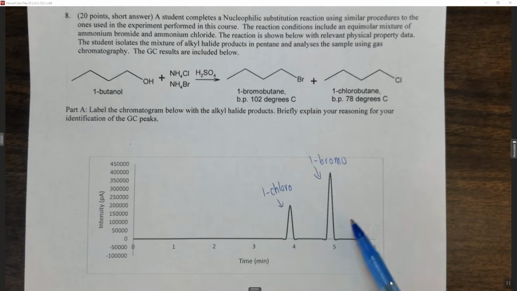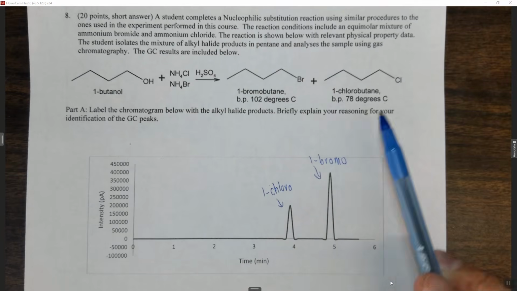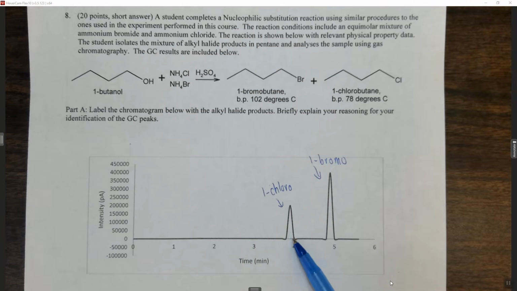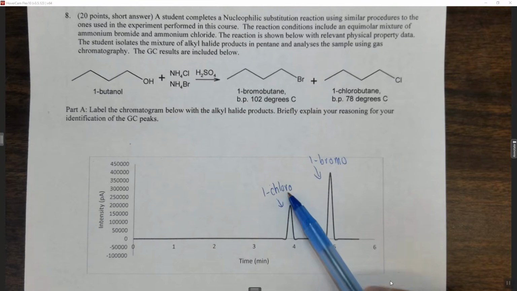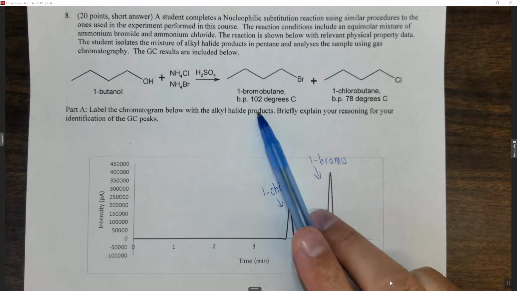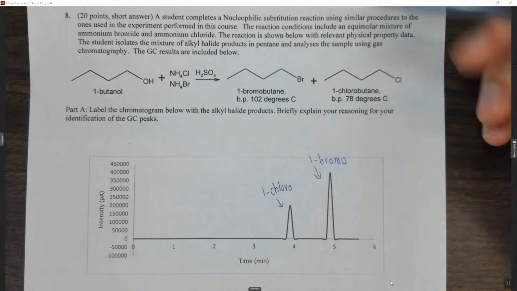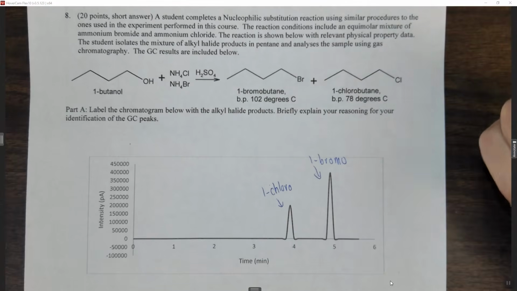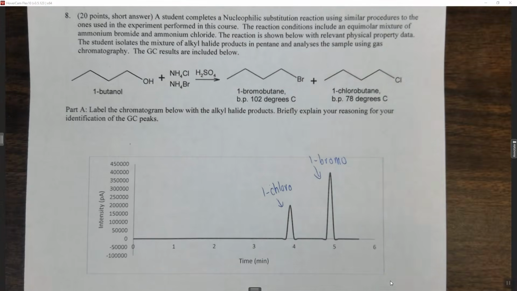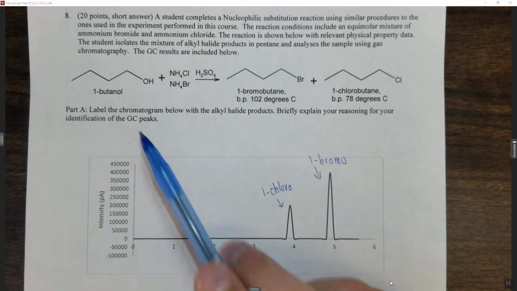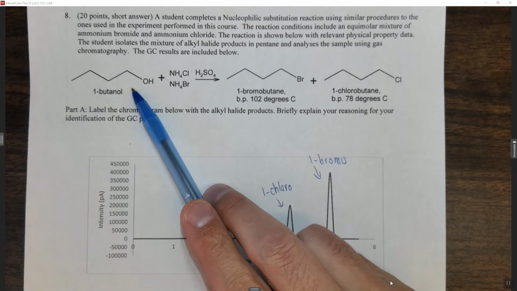Remember, retention time is literally the amount of time that it takes to go through the column. The lower the boiling point, the shorter the amount of time it will take to go through the column, and vice versa. Why this has a lower boiling point is because it has lower dispersion forces. Chlorine is smaller than bromine, so this is going to have stronger dispersion forces and therefore a higher boiling point. Not sure you need to include that because the boiling points are given, but that would be the reason for that.